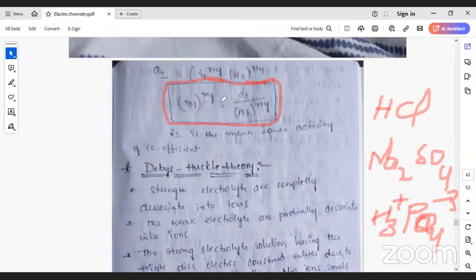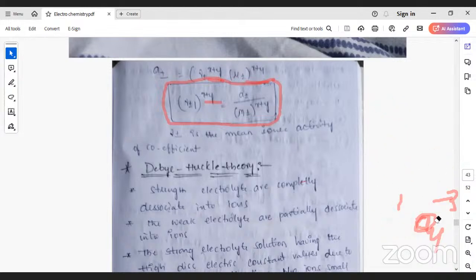Because the x and y values vary for different types of electrolytes, the mean ionic activity coefficient of any type of electrolyte can be obtained with the help of gamma plus or minus power x plus y is equal to a plus or minus divided by m plus or minus power x plus y. This gives the mean ionic activity coefficient. The concept of mean ionic activity coefficient can be explained with the help of Debye-Huckel theory.